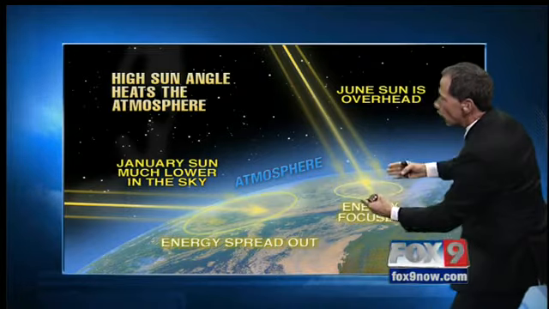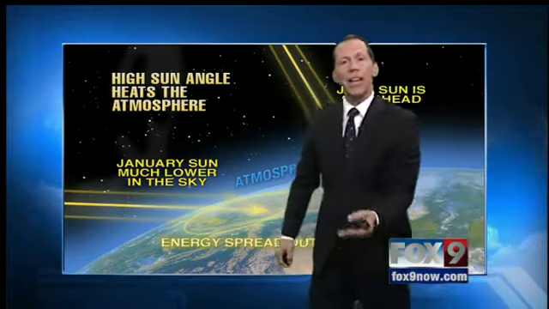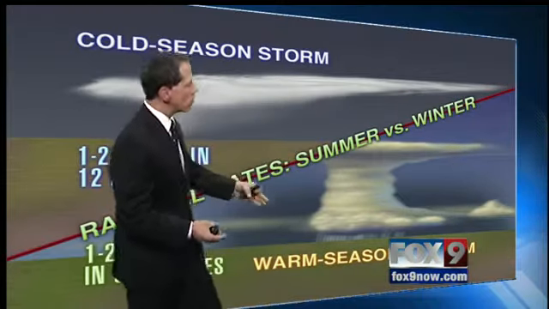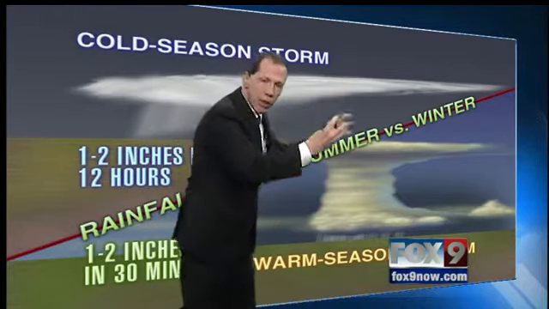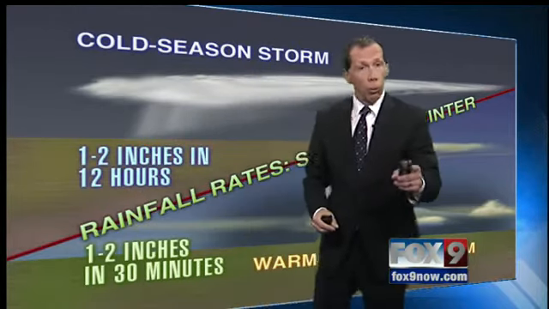In June, you get strong energy coming in. It starts to warm up, and the air can rise more rapidly. That's the key. That rapidly rising air will cause thunderstorms to form during the warm season. So you get rapidly rising air, and then it collapses, and you get torrential downpours from that. More moisture in the air as well.